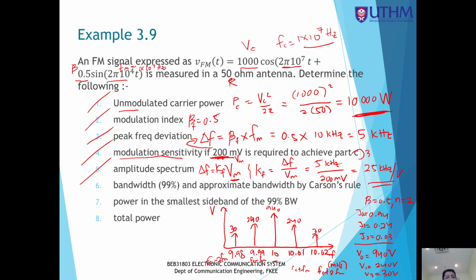So question number 6: the bandwidth of 99% and the approximate bandwidth by Carson's rule. So how to do this?